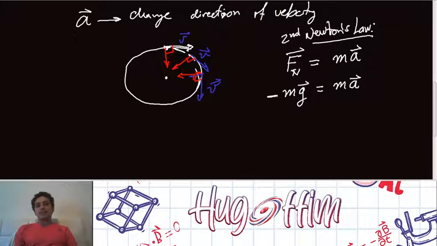And you can see that the acceleration for any circular motion is going to go to the center of the circle as well. So we're going to have an acceleration that pulls the object to the center. This acceleration is called the centripetal acceleration.